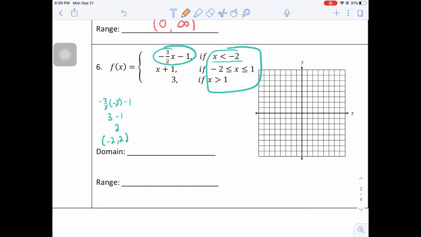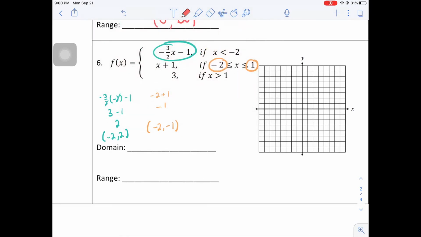Okay, let's take a look at the next one. This next one has 2 boundary points. So there's a boundary point at -2 and a boundary point at +1. We have to plug in both of those when we're doing this one. So we're going to go -2 plus 1. That would give us -1. So then that left boundary point is going to be -2, -1. And then it's also going to have a right boundary point when we plug in 1. So it's going to be 1 plus 1. That gives us 2. So then 1, 2 is that right boundary point of that middle line.